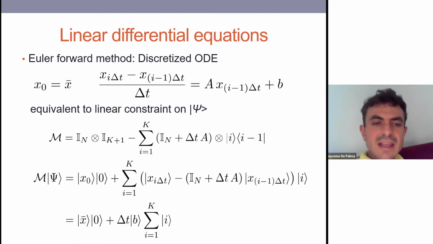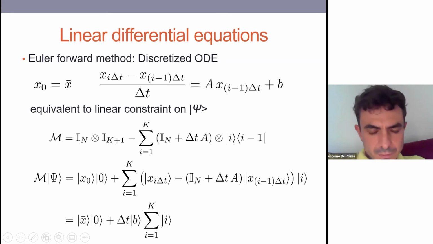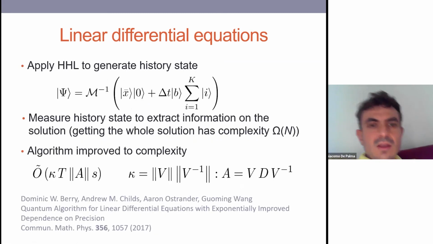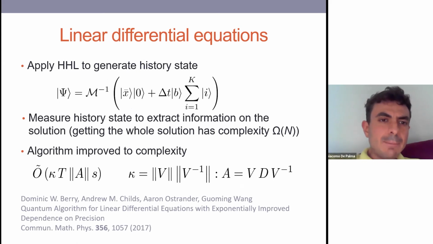So imposing this discretized version of the linear differential equation is equal to this linear constraint on the quantum history state. And actually, then we have an easy way to find the quantum history state from the linear constraint, because if we know that M applied to psi is equal to this state, then we can also get psi applying M inverse to this state here.